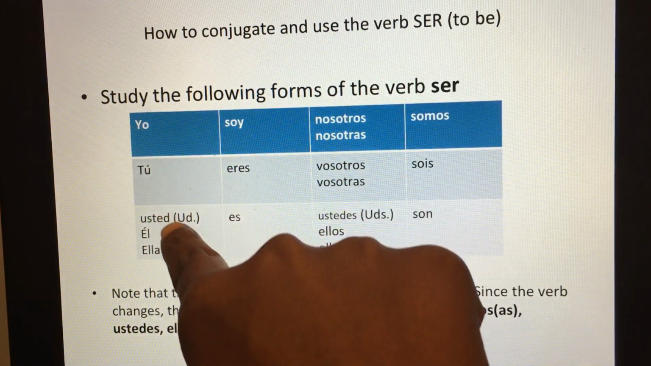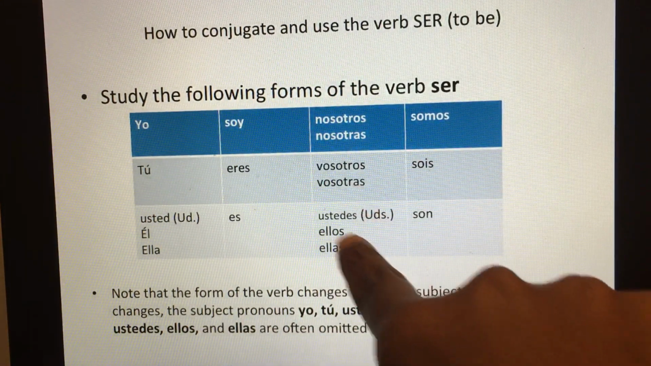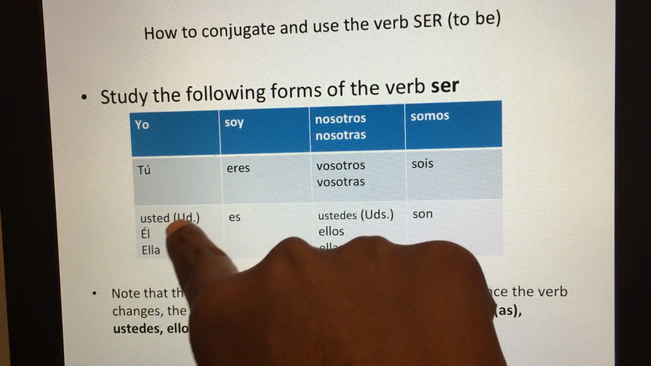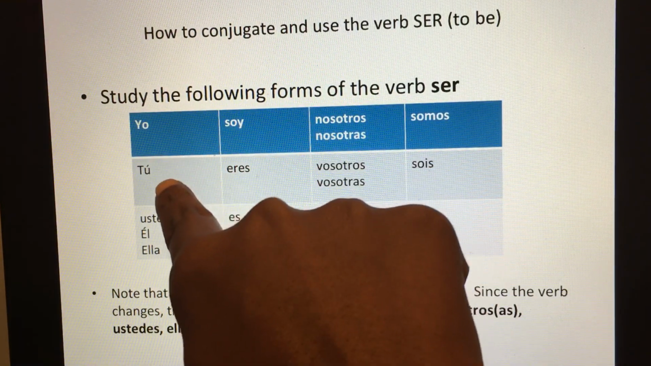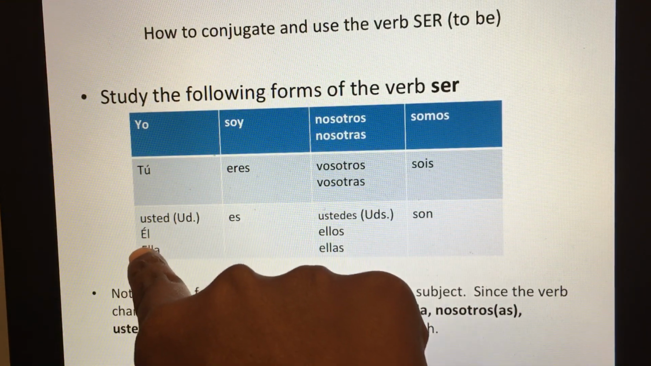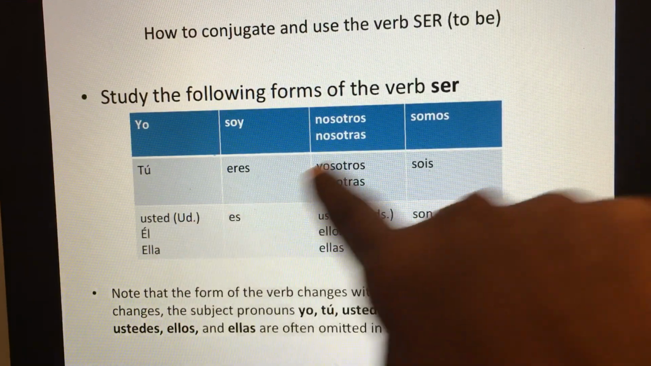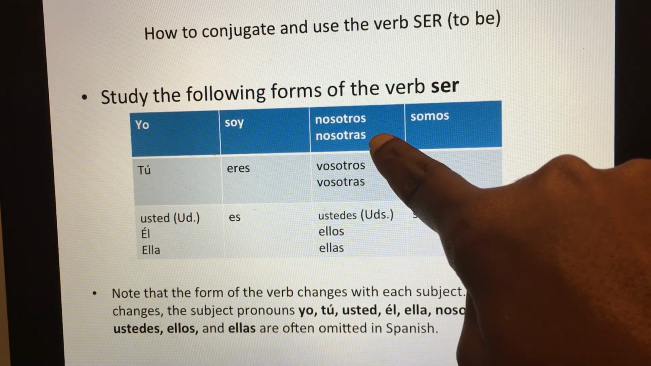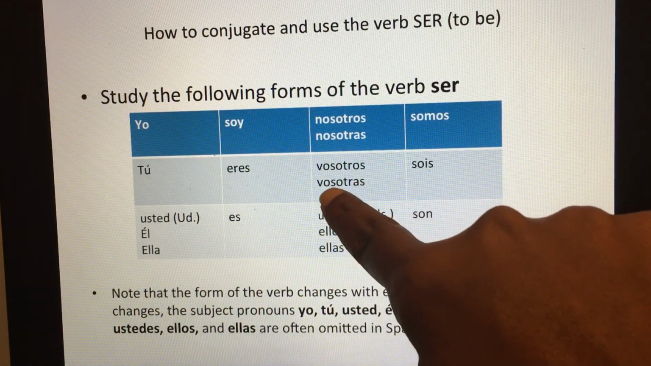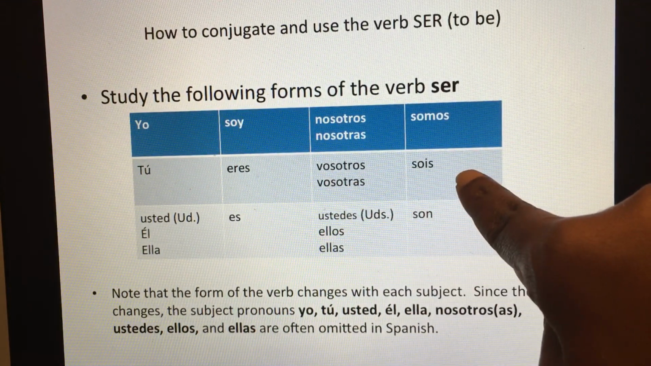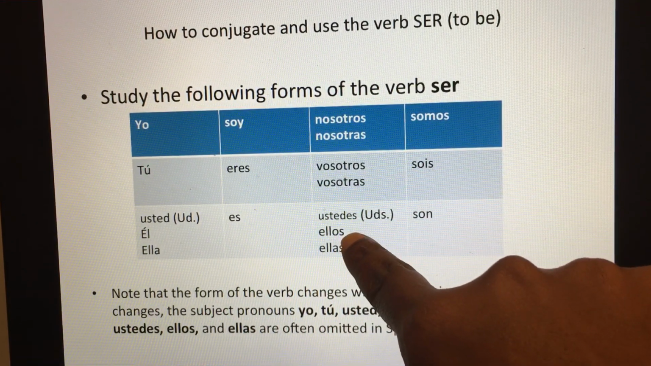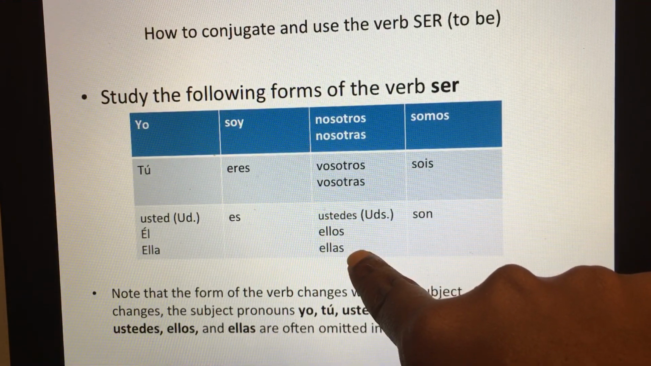Each of these words are called subject pronouns. The function of a subject pronoun is to replace the noun that you're talking about. Yo, I. Tú, you. Usted, you. Él, he. Ella, she. Nosotros, nosotras, we. We're not going to study this subject pronoun because this is mainly used in Spain. Let's continue here. Ustedes, you all. Ellos and ellas translates to they.